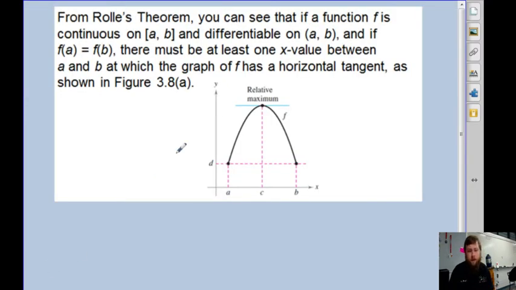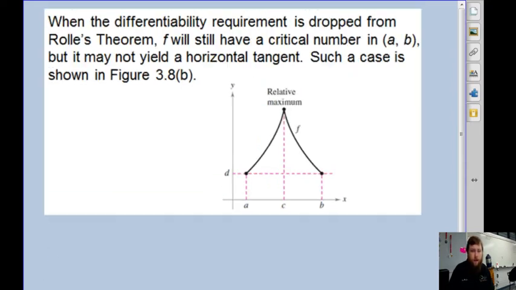Let's talk about this a little bit more. Here's another picture illustrating that. If I have two points a and b that have the same y value d, we have a relative maximum right up here at c, and the tangent line there has slope 0. Now, if the function isn't differentiable everywhere in the interval, you'll still have critical numbers at c, like in this case, but this is not differentiable, so we don't have a slope of 0. This would be one of those undefined derivatives.